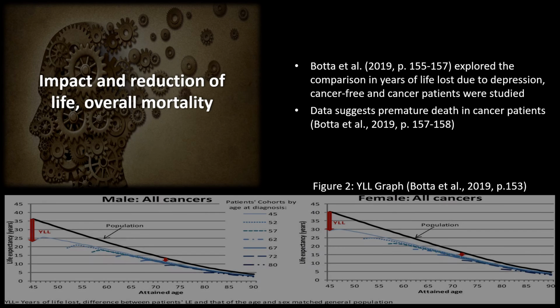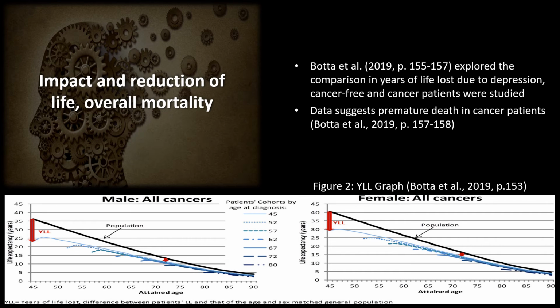If you take a look at the graph, figure 2, the black lines represent non-cancer patients and average lifespan with depression. The blue lines represent different age groups for male and female. This shows a dramatic reduction in years of life lost due to depression in cancer patients. Although Botter has carried out a very thorough study, his study was carried out on Italian males and females only, so the results cannot be conclusive for the global population.